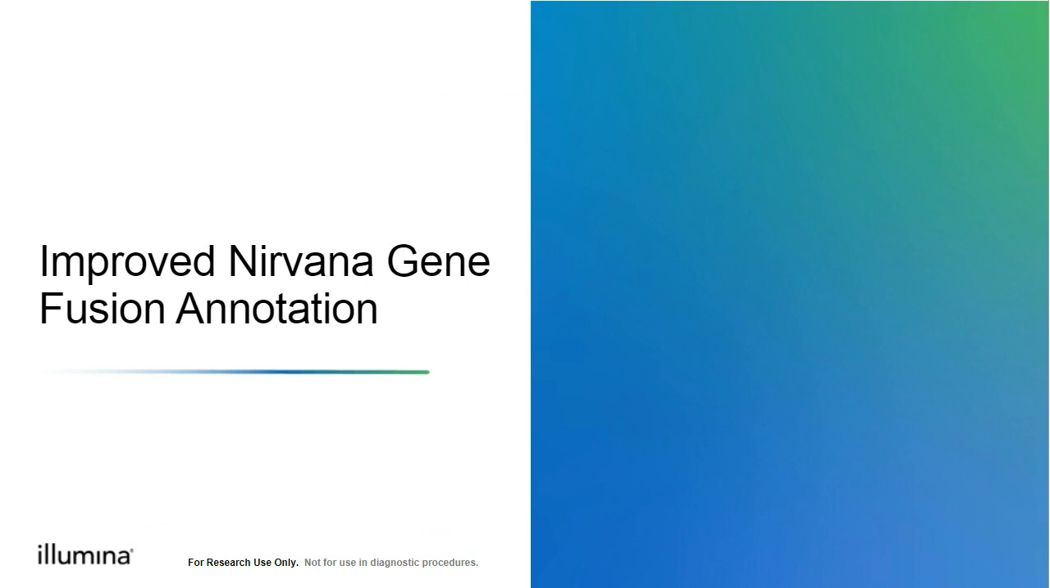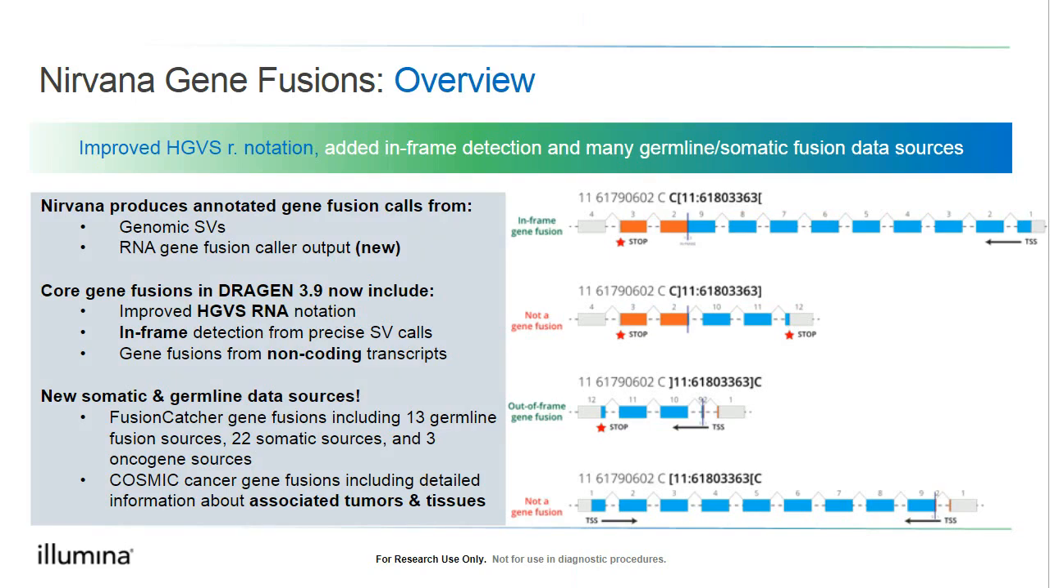The next feature that I want to quickly talk about is the improved annotation for RNA fusions. We've introduced Nirvana for the past couple of releases in DRAGEN, and in 3.8 we were able to run it end to end. Now we are making some improvements within Nirvana to have improved HGVS RNA notation for gene fusions. Previously our formats were not well aligned with HGVS, especially for RNA fusion calls. So we have made that improvement in this release.